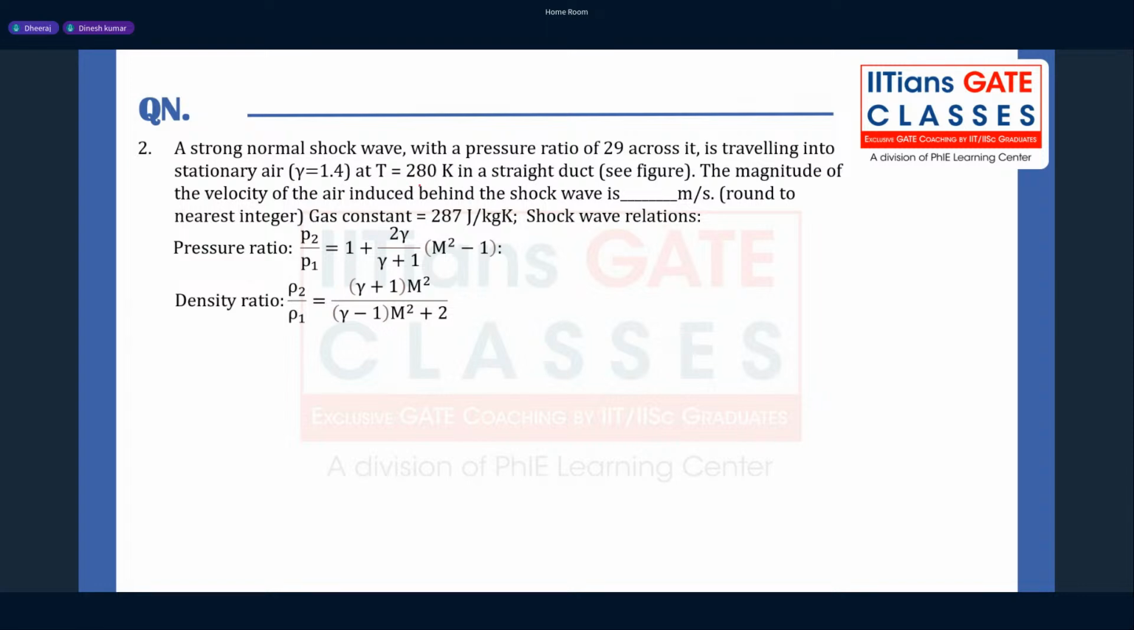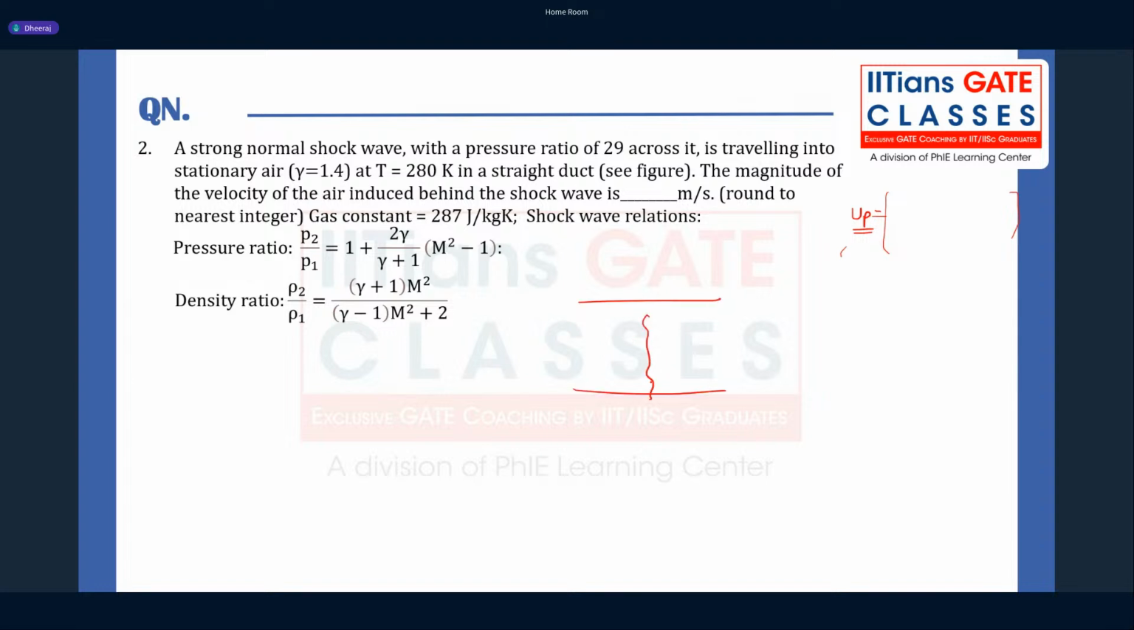stationary air at T equals 280 Kelvin in a straight duct. The magnitude of the velocity of the air induced behind the shock. So you basically have to find Up. And you need not remember the huge formula of Up that we have derived. You can use your continuity and momentum equations to find it. Not even the momentum, continuity is enough. So the problem is this.